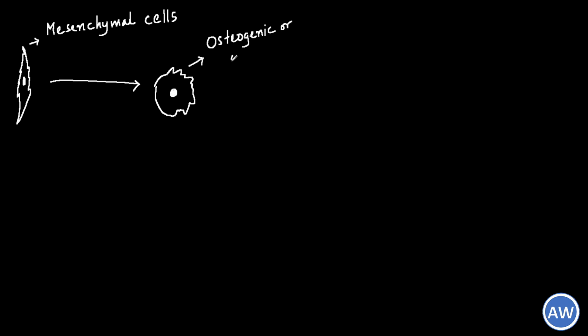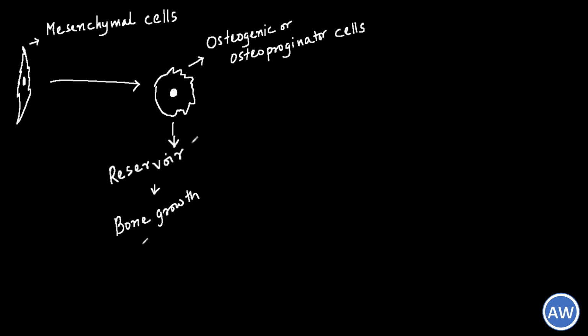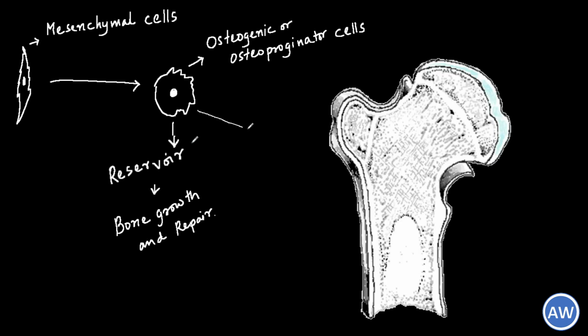The mesenchymal stem cells give rise to the osteogenic cells or the osteoprogenitor cells. These cells are a specialized form of stem cells meant for bone formation, and they act as reservoirs during bone growth and repair. In the fetus, these cells are numerous at the site of bone formation, while in adults, they are present on both the periosteal and the endosteal surfaces.